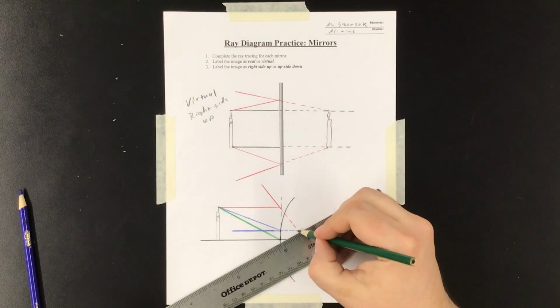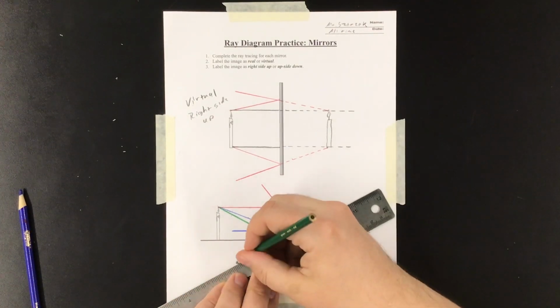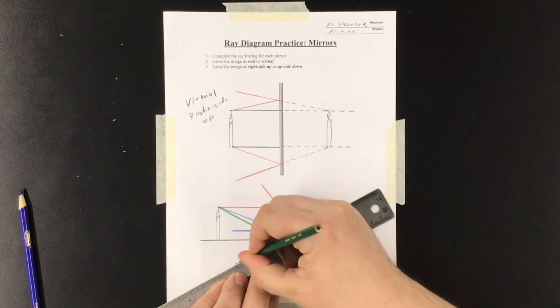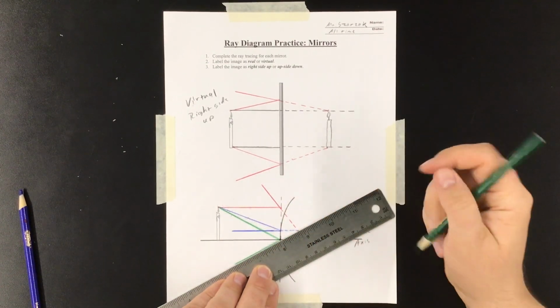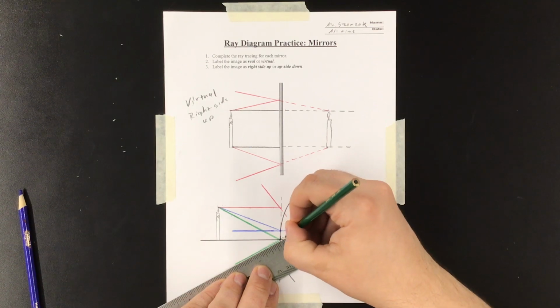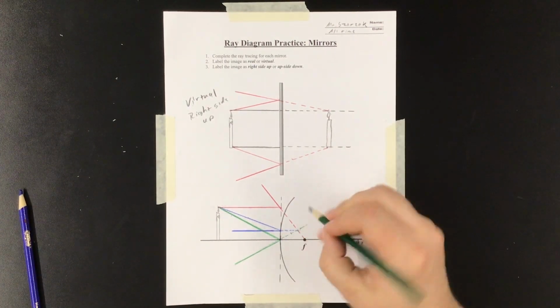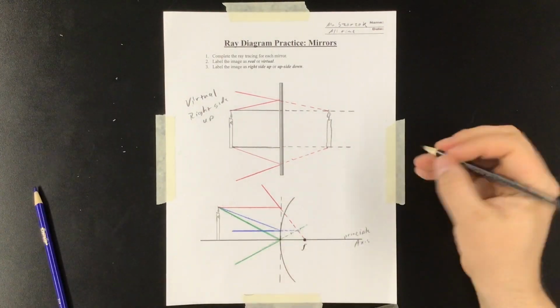See, if I take my ruler and line it up with that little convergence point, I can draw the reflected ray, and now my angle of incidence and angle of reflection are perfect, no protractor required. I'm going to drag this one back behind the mirror as well, just so I can see that it crosses this location here.